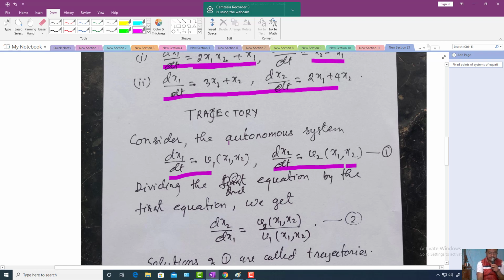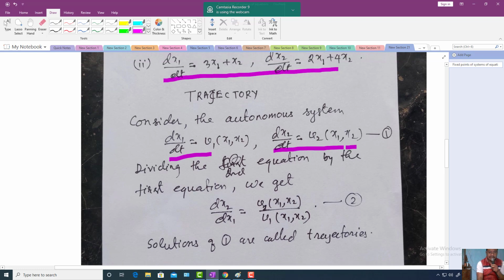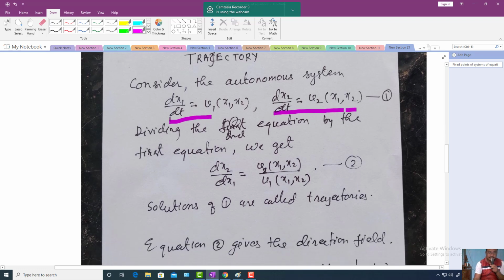They are called the solution. If we divide equation number 2 by equation number 1, you will get this equation. Then you think about the solution of this equation, the solution of x2 in terms of x1, or the solution of x1 in terms of x2. Then you have the x1 x2 plane. That plane is called the phase plane.